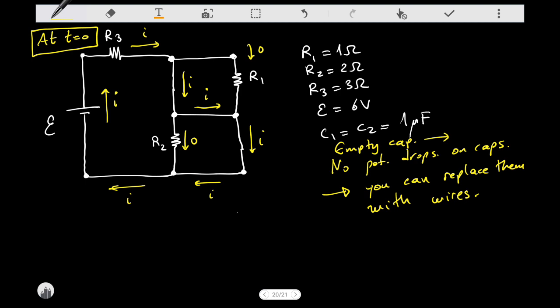Okay, so therefore, if I write down the circuit equation, that's basically the loop rule. I just go over a loop, doesn't matter which loop it is. So EMF is equal to I times R3. R3 is 3 ohms, so therefore current in that case is equal to 2 amperes. Okay, so this is what happens at time t equals 0.